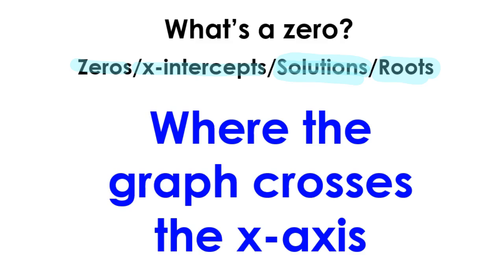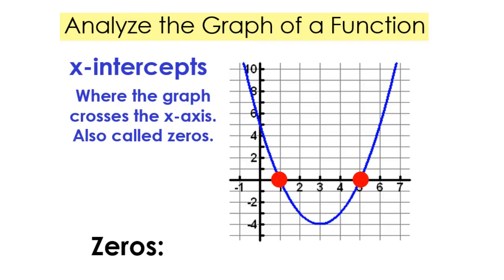Those words you're going to see, and they all mean the same thing. Where does the function cross the x-axis? So we look at this and I say, well, what are the x-intercepts of this graph? Well, the x-intercepts are where the graph crosses the x-axis, and technically, when we want to write an x-intercept, we are writing it as a coordinate, as a point. So the 2 places, the 2 points where it crosses the x-axis here are (1, 0) and (5, 0). Those are the x-intercepts.